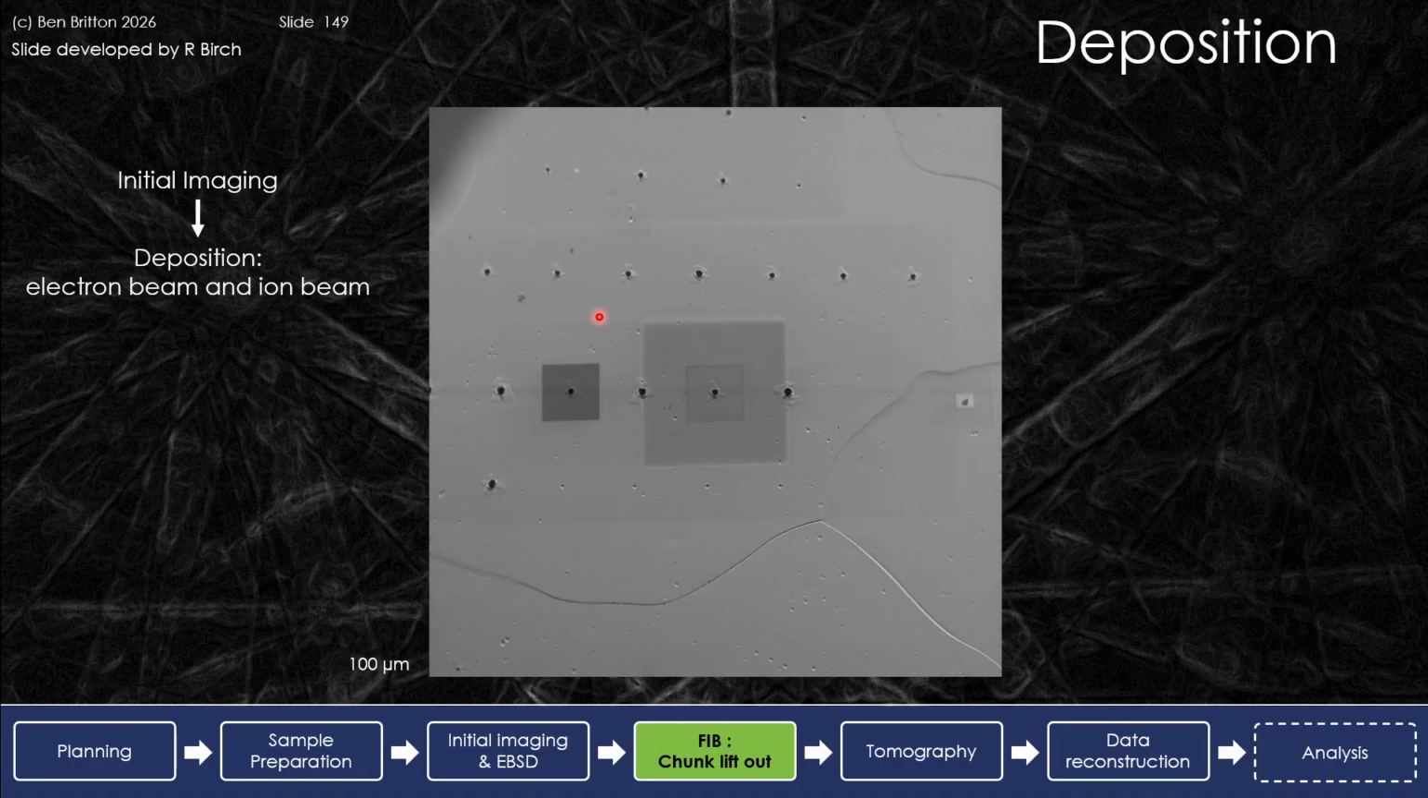Then effectively we have our array of indents, and we did our deposition of tungsten or platinum, and here I think it's tungsten in this setup, so electron beam and then ion beam deposition to protect the surface of our region, so that then we can enable the tomography to happen nicely without curtains, etc. as we go.